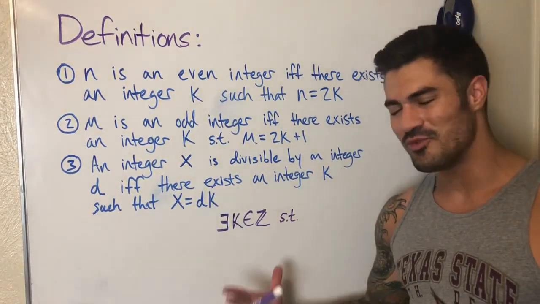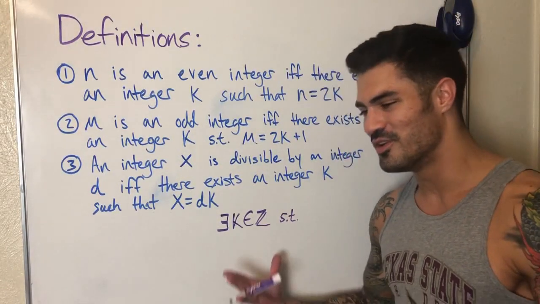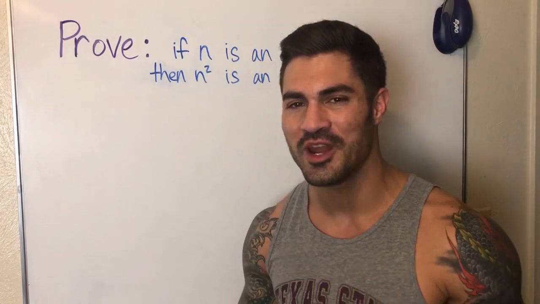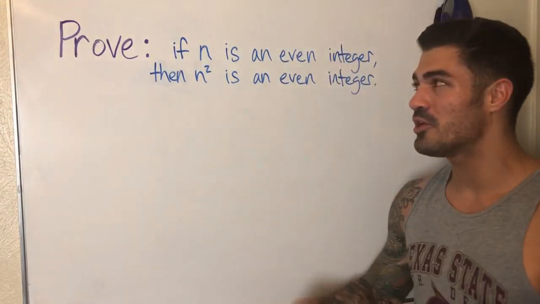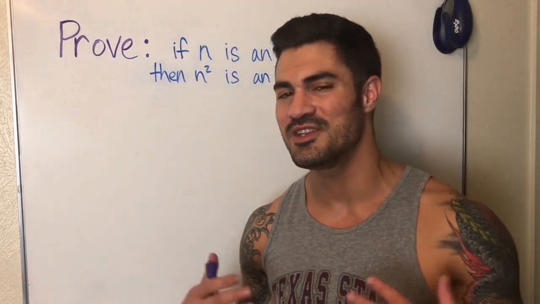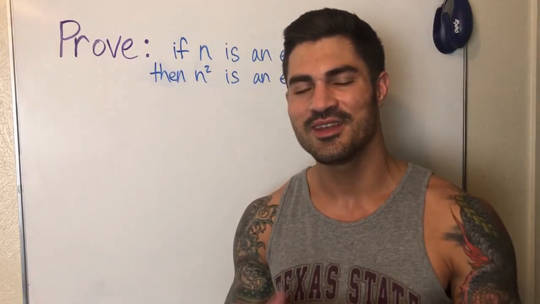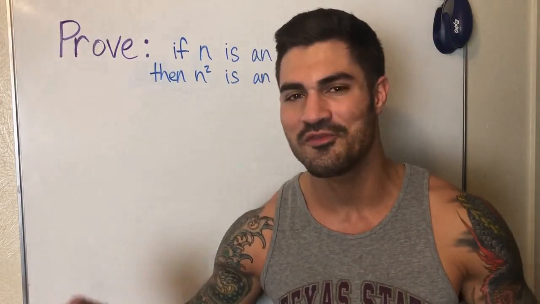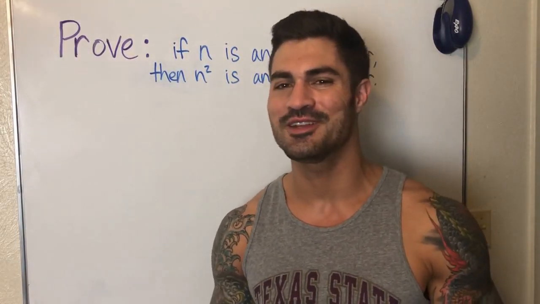But let's go ahead and, without further ado, start proving some things. All right, guys, now is the moment we've all been waiting for. Here's our first proof. We're going to prove that if n is an even integer, then n squared is an even integer. This may seem simple, may seem basic, and that's because it is. We've got to crawl before we can walk. We'll do some harder examples later. First, we're going to build our confidence up a little bit.